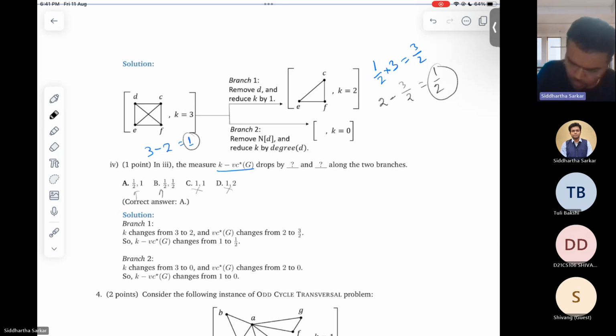So what about branch 2? In the second branch, the LPOPT is 0, K is 0. So this measure K minus VC star is 0. The measure in the original graph was 1, so 1 minus 0 is 1. So this one is true. Are you getting what I'm saying?